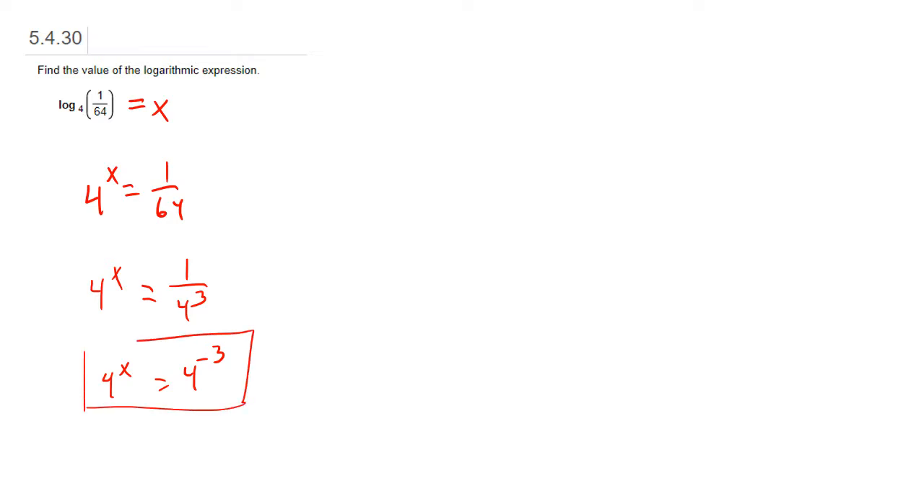Okay, so we've been able to change the expression we had to 4 to the x equals 4 to the minus 3. Now just remember, exponentials are 1 to 1. And what that means is that if 4 to the x equals 4 to the minus 3, x must have been equal to minus 3.